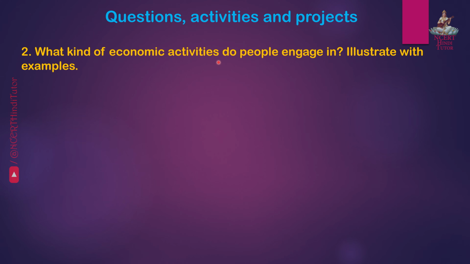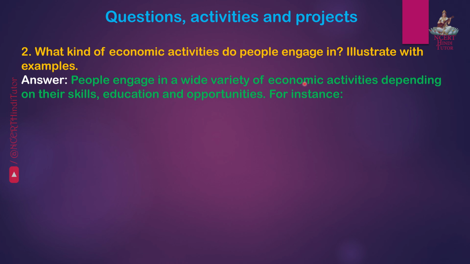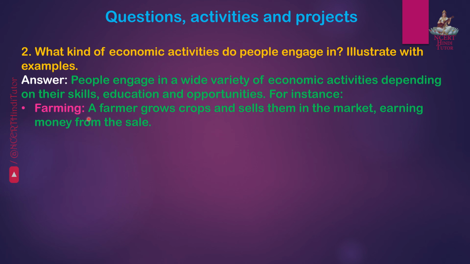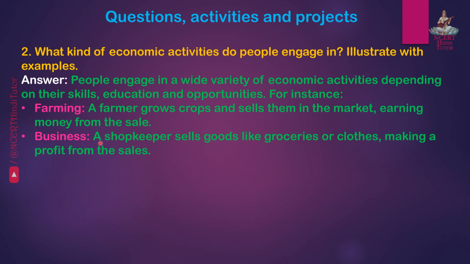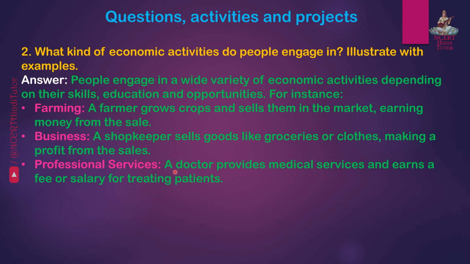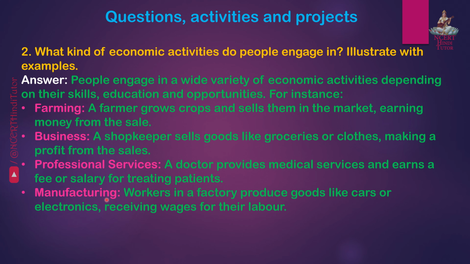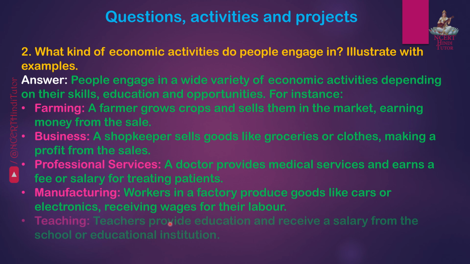Question 2. What kind of economic activities do people engage in? Illustrate with examples. Answer. People engage in a wide variety of economic activities depending on their skills, education, and opportunities. For instance, first, farming. A farmer grows crops and sells them in the market, earning money from the sale. Next, business. A shopkeeper sells goods like groceries or clothes, making a profit from the sales. Next, professional services. A doctor provides medical services and earns a fee or salary for treating patients. Next, manufacturing. Workers in a factory produce goods like cars or electronics, receiving wages for their labor. Next, teaching. Teachers provide education and receive a salary from the school or educational institution.